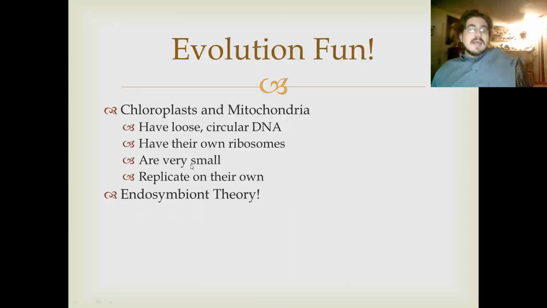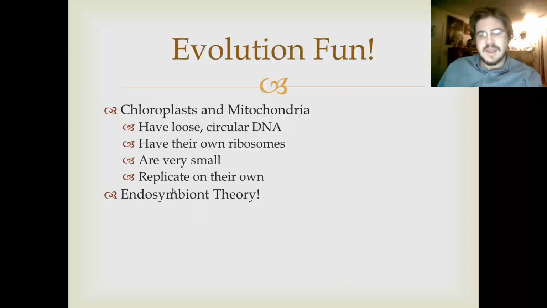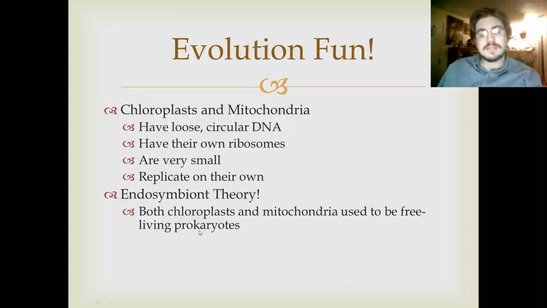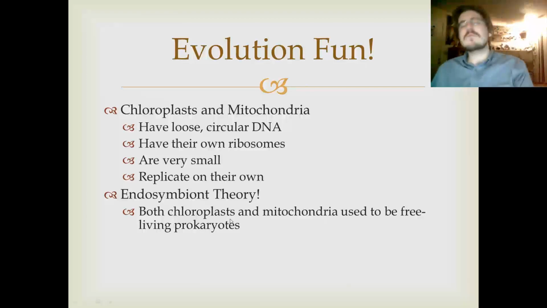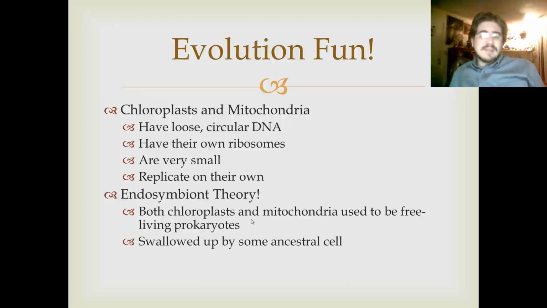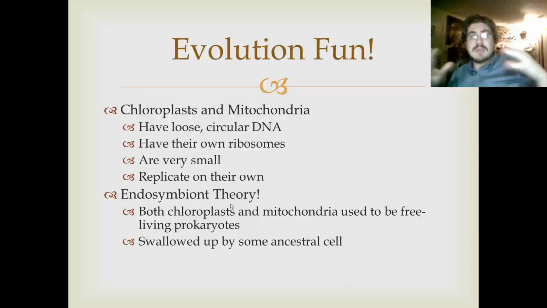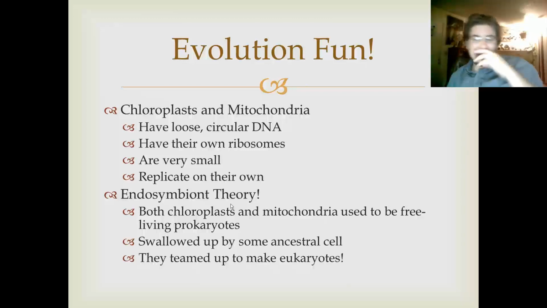Well, guess what? Endosymbiont theory. Endosymbiont theory, by the way, it's a scientific theory, so it's very well supported. Endosymbiont theory states that the chloroplast and the mitochondria were once free-living prokaryotes. That's pretty crazy when you think about it. How cool is that? That they were once living on their own. At some point, some ancestral cell of ours ended up swallowing up that cell, taking it into a food vacuole. And for some reason, it didn't digest the target.